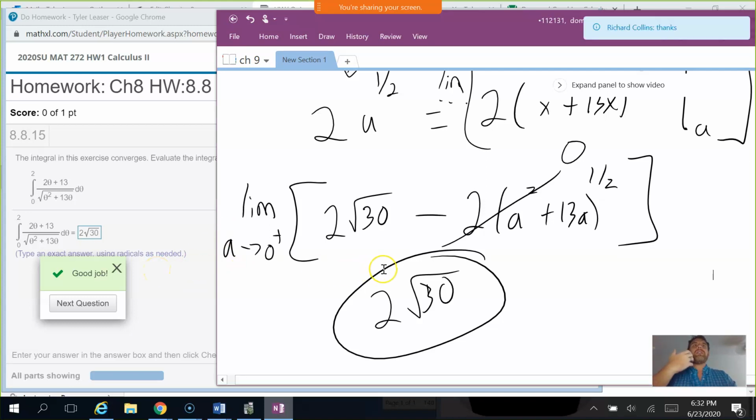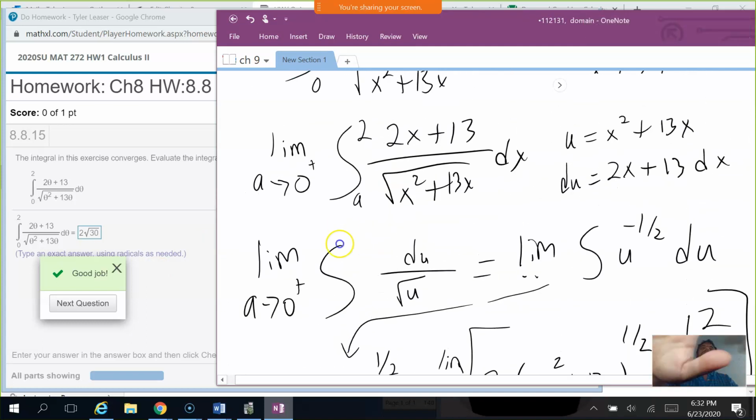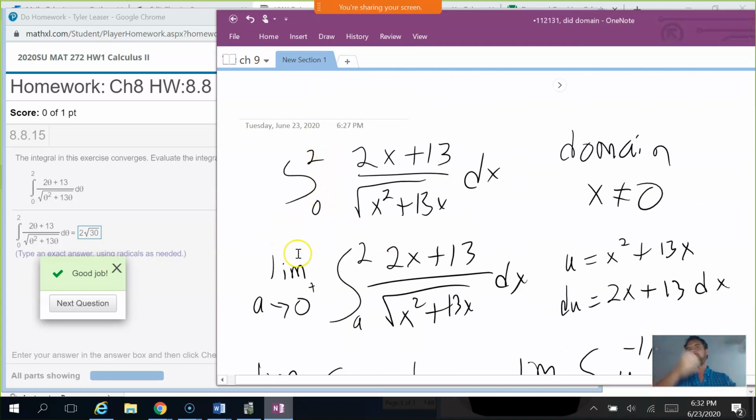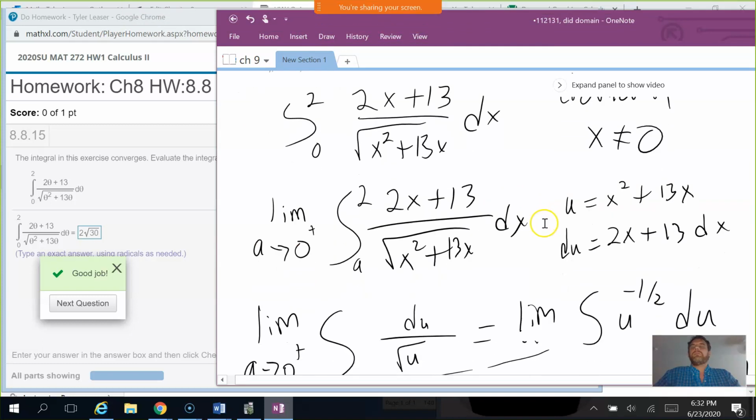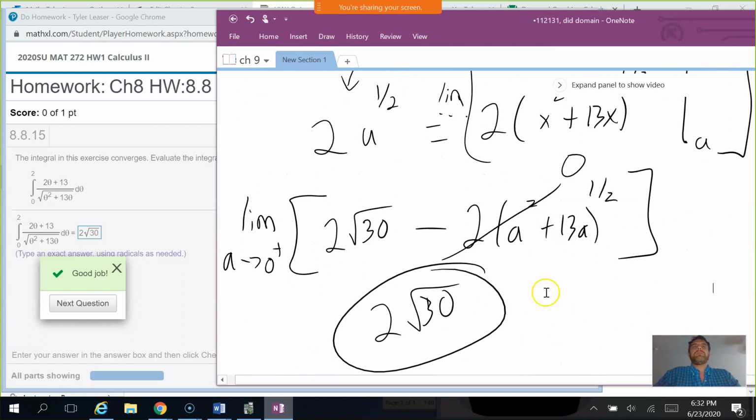Okay, so was that one all right? Are there any questions about that one? So this is doing the integrals whenever you have an asymptote as one of the endpoints. You have to do this limit trick. Any other questions from the homeworks?